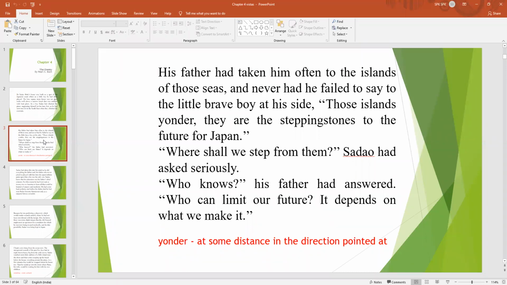His father replied that it was not known, as it depends on the future. The future has no limits, and it depends on mankind how we shape its future. So the father told him that the future has no limit. Children, I have given the meaning also. Yonder means at some distance in the direction pointed at.